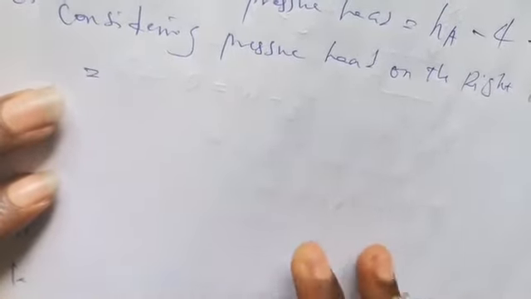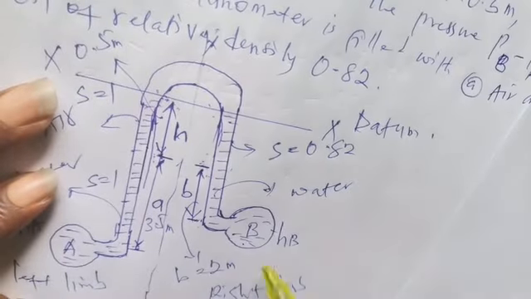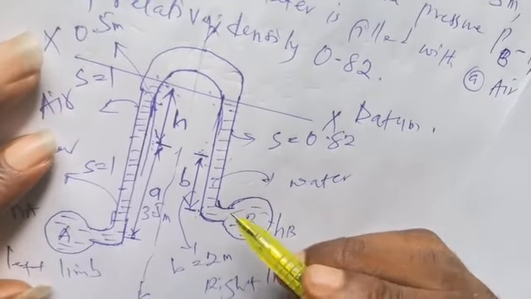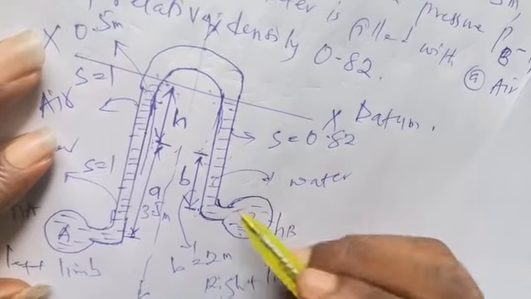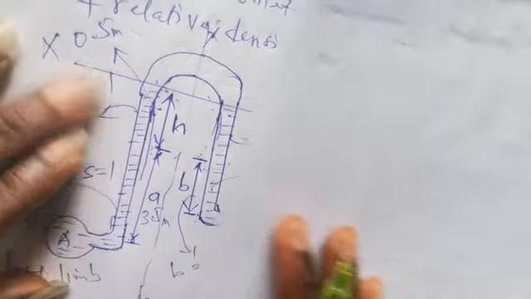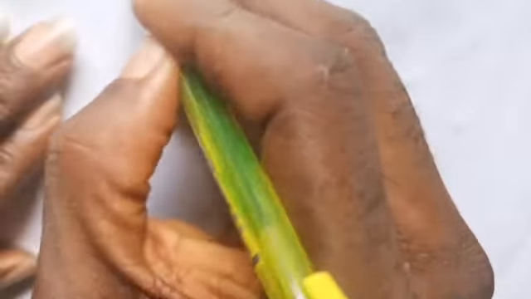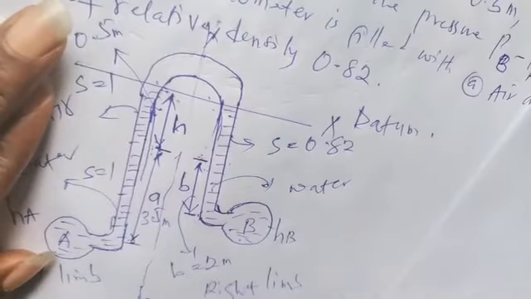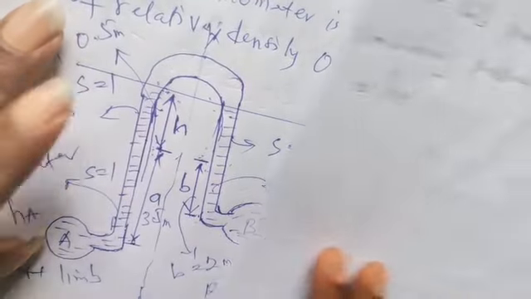All right, so on the right limb also, you always start with the pipe. You start with the pressure head of the pipe. This is pipe B, so that pressure head is labeled HB. Now, since this is an inverted tube manometer, you add negatively, so it becomes HB minus.